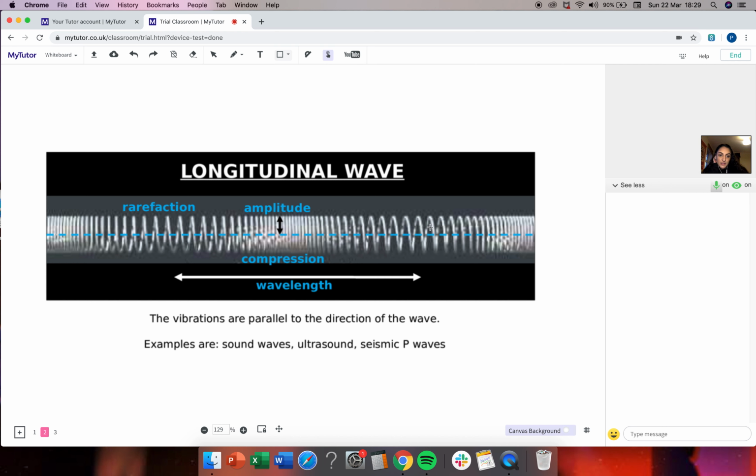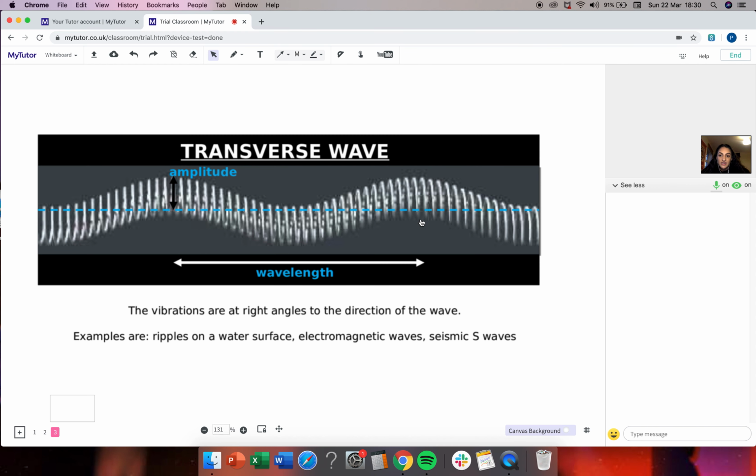We also have the amplitude of the wave, which is depicted by this black arrow here, as well as the wavelength, which is the distance between two rarefactions or two compressions. The definition of the longitudinal wave is that the vibrations are parallel to the direction of the wave. Now we know that the direction of the wave moves from left to right, and the oscillations are going from left to right. So we can say that they are parallel to each other. Some examples of longitudinal waves are sound waves, ultrasound waves and seismic P waves.